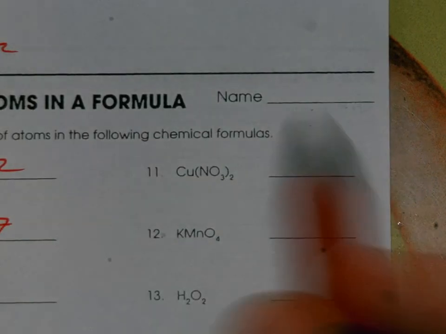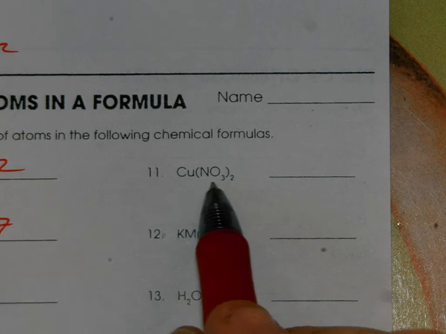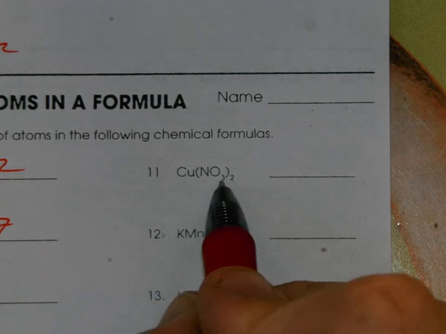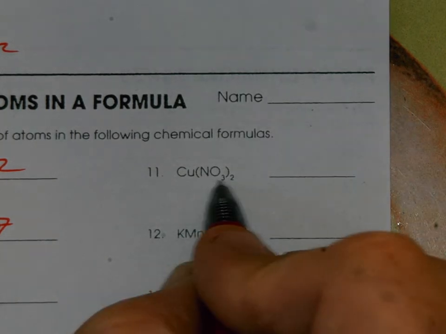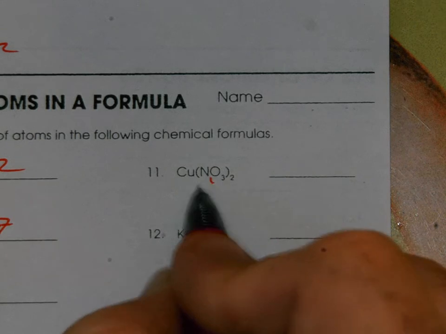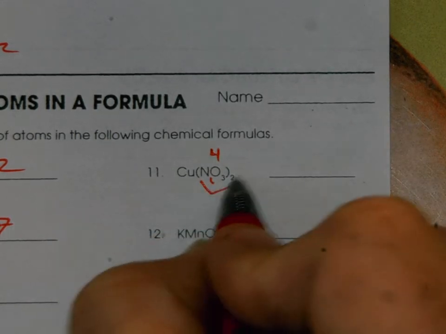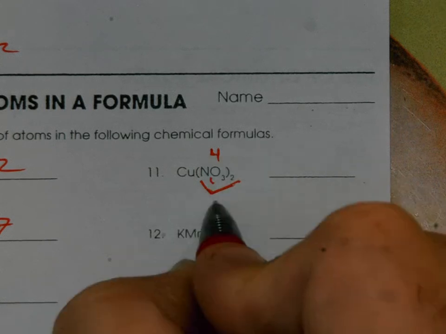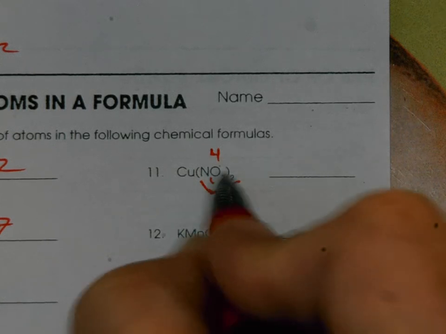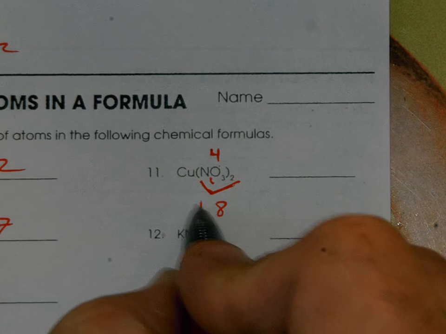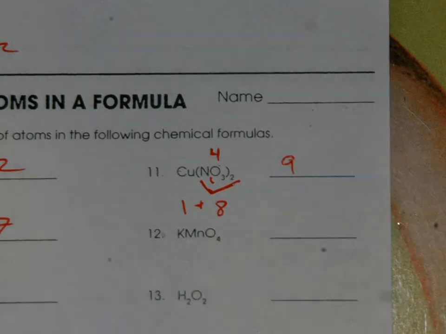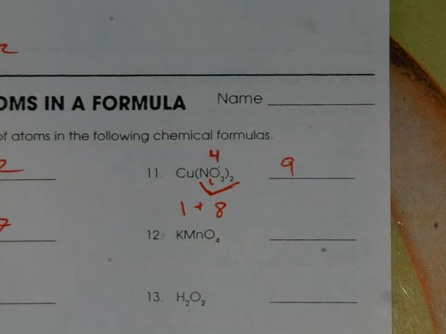And I'm going to come over to here, and let's see. This one over here, we've got this number 11. Okay, we've got NO3, and so that's going to be 3 oxygens, 1 nitrogen, so that's going to be 4 in every one of those. And since we have 2 of those, I'm just multiplying 4 times 2. It's going to be 8 atoms in the nitrates plus 1 copper. We've got 9 in there. So that's how you work those out.